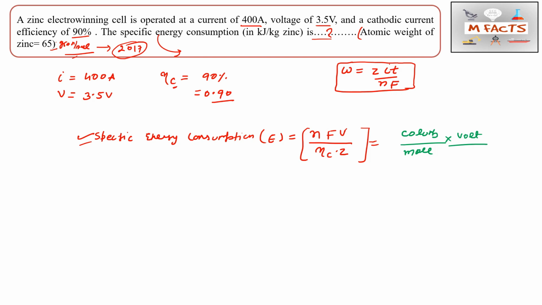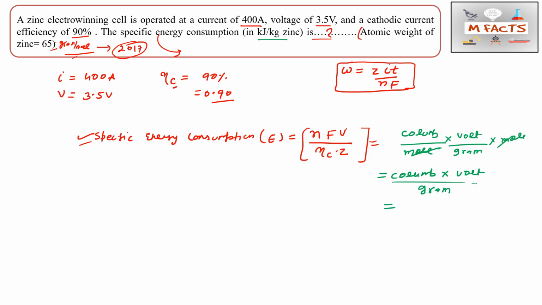This Z is basically the atomic weight of zinc, which is in gram per mole. Okay, so we can write gram per mole. So mole will go above. Okay, so mole gets cancelled, and we have coulomb volt per gram. Why am I doing this? Because I want to show you how to calculate the specific energy consumption in the unit of kilojoule per kg. Okay, so coulomb into volt by gram.